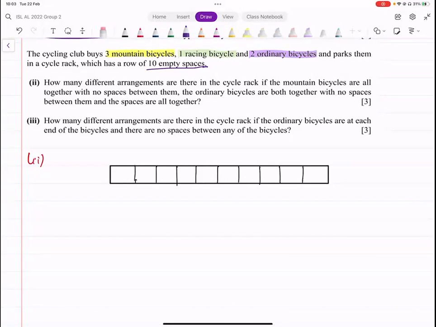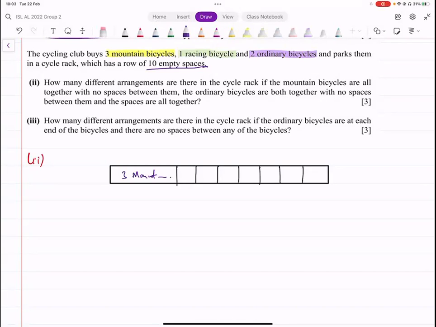ठीक है? Mountain bicycles कितनी है? 3. So we've got one box that has 3 mountain bicycles. Now remember, these 3 M's are not identical. ये identical नहीं है. ठीक है? M letter नहीं है. M letter तो identical होता है. These are mountain bicycles, right? So they're all different. इनको identical नहीं consider करना.